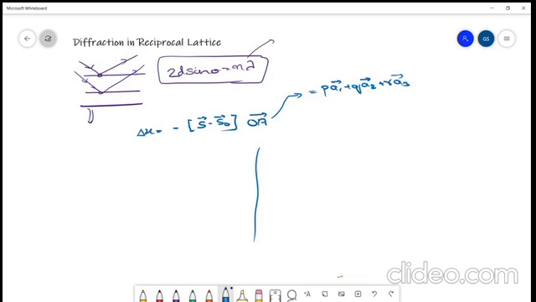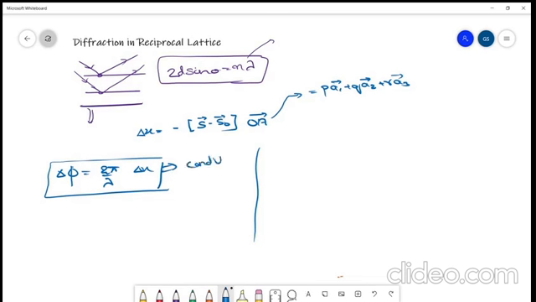Now we have got this. We all know that while deriving this, we went through the condition of coherent scattering, or coherent diffraction. The condition was that the phase difference between these waves should be 2 pi by lambda times the path difference. So this is the main condition for diffraction, and here the delta phi should be 2n pi for coherent diffraction or coherent scattering. So this is the combined condition.